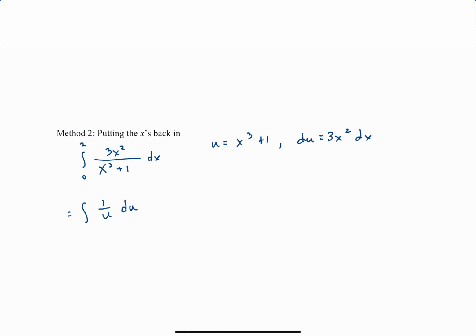This time, though, I'm not going to change the limits of integration into u values, which means I'd better label these as x values. And that's important. You need to do this if you're going to use this method.